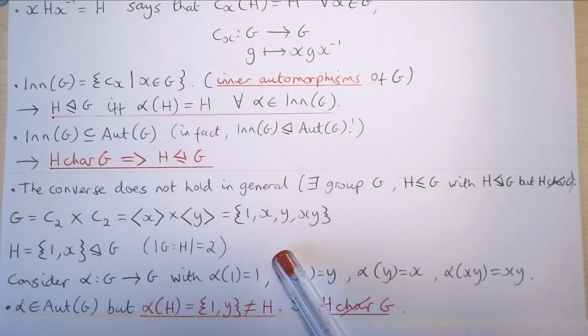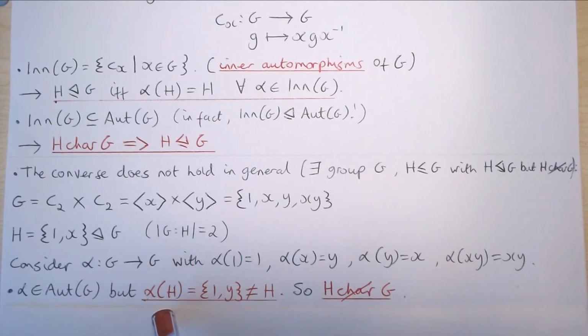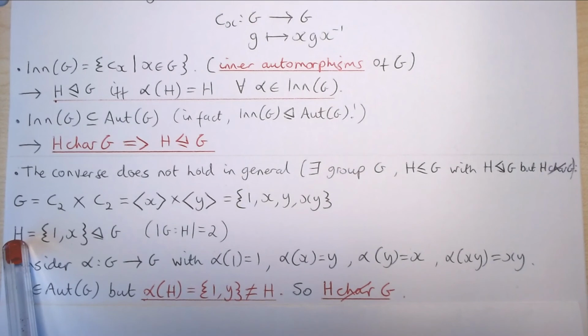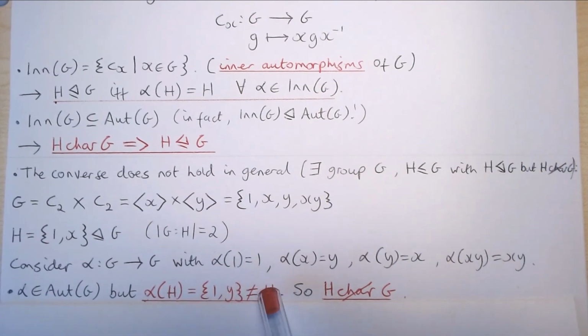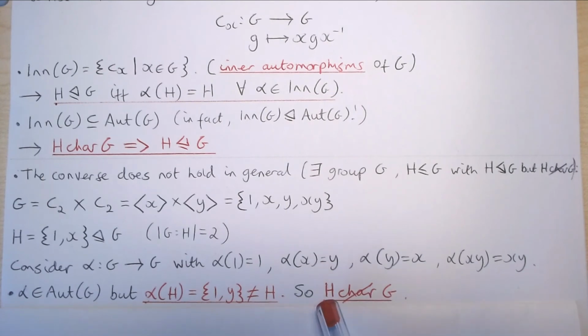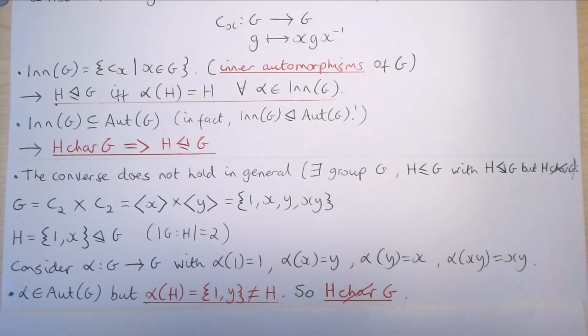it is easy to check that this map is actually an automorphism of G. But we note that it sends H to the subset {1, y}, which is not equal to H. And therefore, we found an automorphism of G that doesn't fix H. So H is not characteristic in G. And in the next video, we will look at some examples of characteristic subgroups.